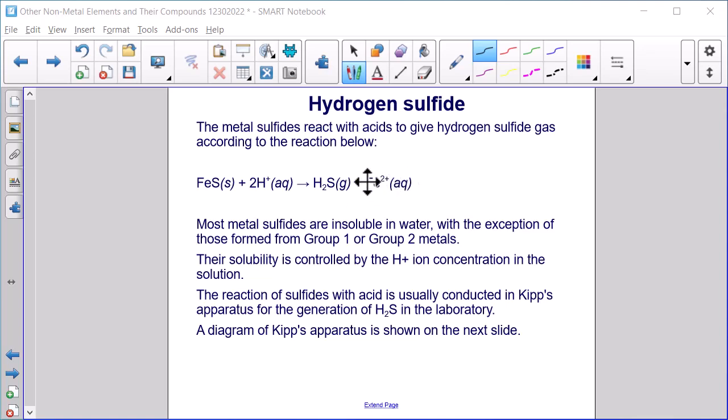Most metal sulfides are insoluble in water, with the exception of those formed from group 1 or group 2 metals. Their solubility is controlled by the hydrogen ion concentration in the solution. The reaction of sulfides with acid is usually conducted in Kipp's apparatus for the generation of H2S in the laboratory. A diagram of Kipp's apparatus is shown on the next slide.